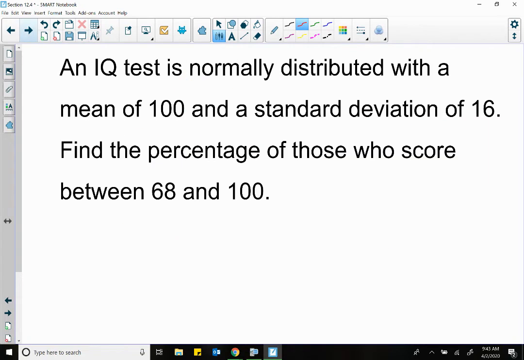All right. So it says an IQ test is normally distributed with a mean of 100 and a standard deviation of 16. Find the percentage of those who score between 68 and 100. Go ahead, pause the video, give this a shot. It's just like what we did a second ago. And go.